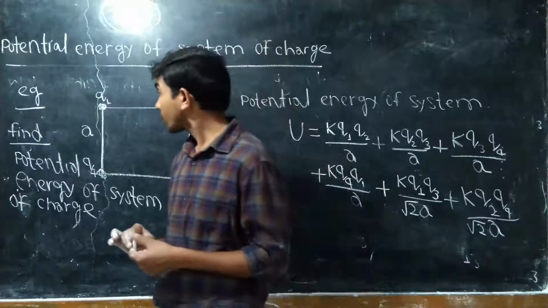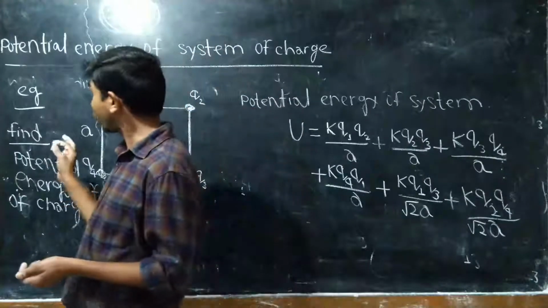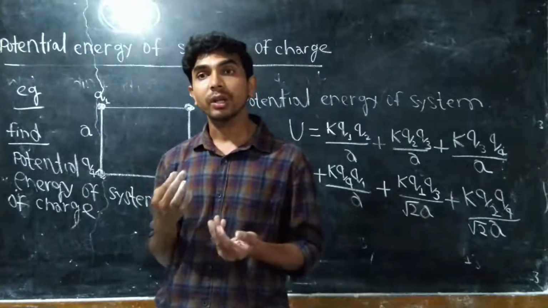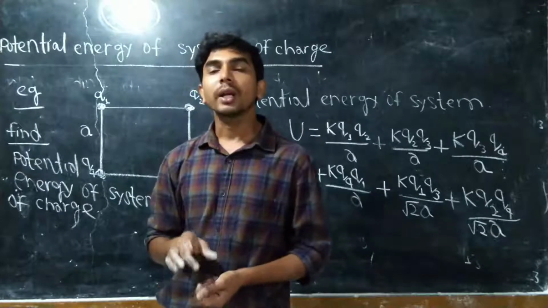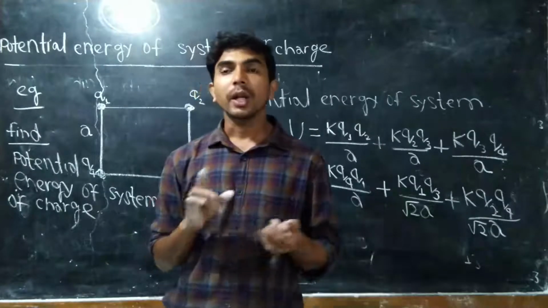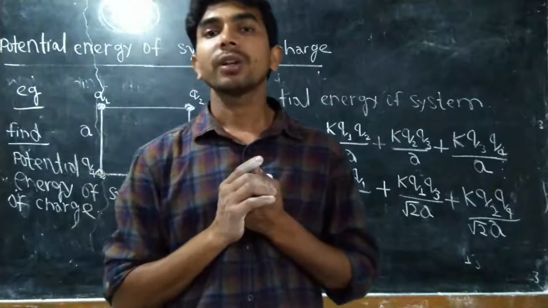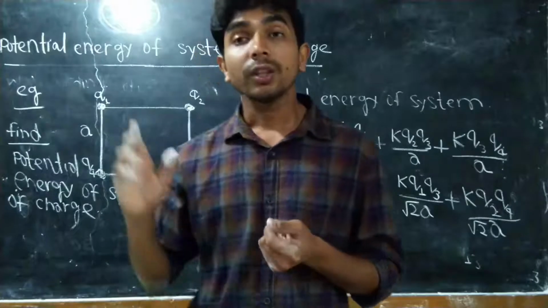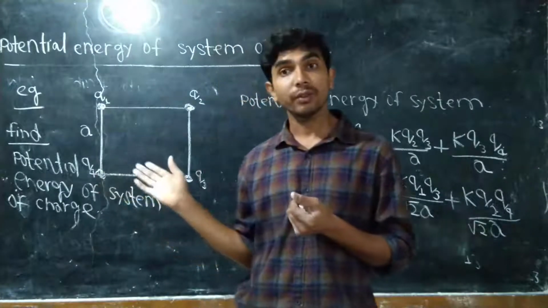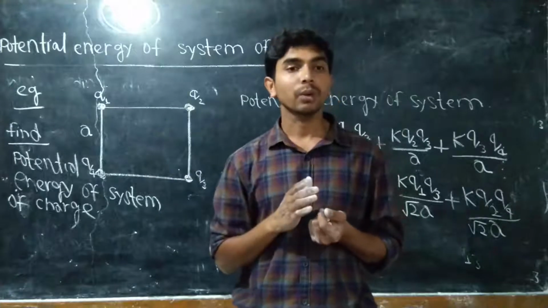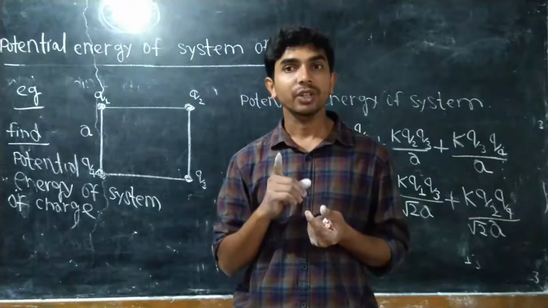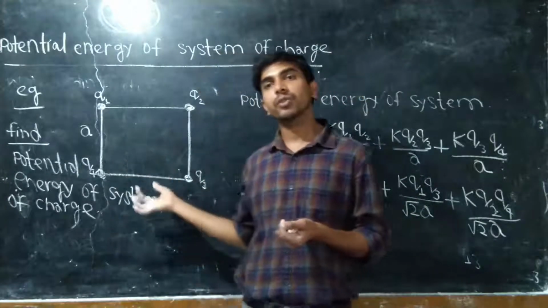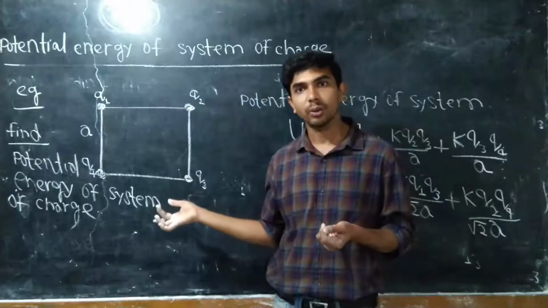Now, with the help of this example, we are able to understand how to calculate potential energy of a system. Now again I'm going to take one more example. In this example, I'm going to calculate potential energy of a charge. In the previous one, we calculated potential energy of a system. Potential energy of a charge is different, and potential energy of a system is different.